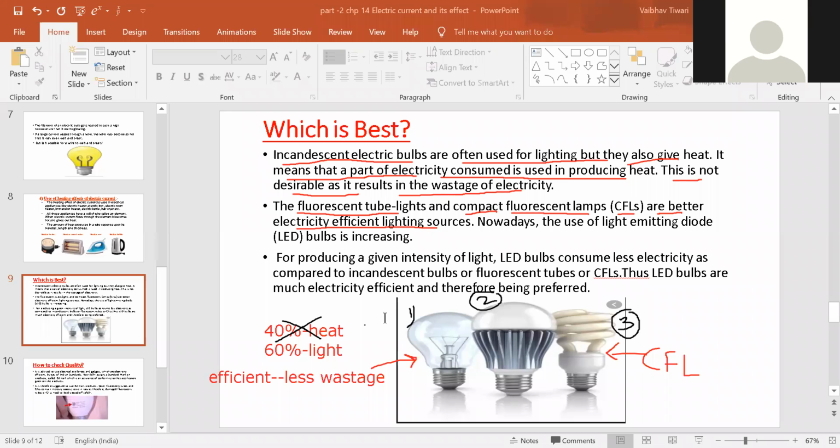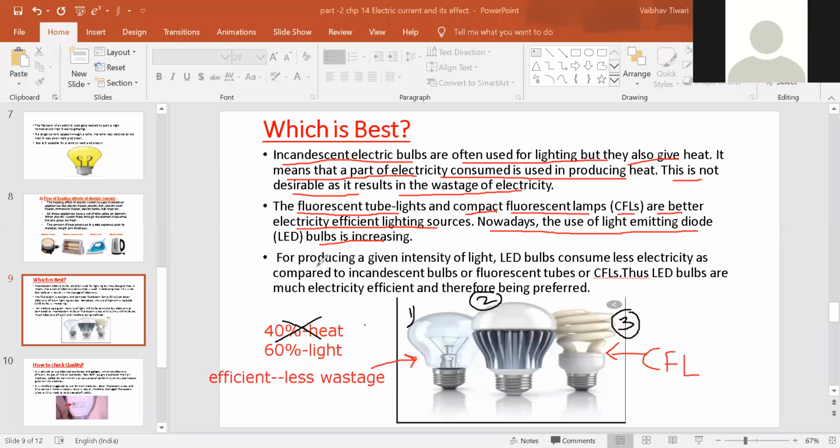Do we want electricity to be wasted? No, right? We don't want the electricity to be wasted. That is why it is written, this is not desirable. So here the CFLs are electricity efficient. So nowadays use of light emitting LED bulbs is increasing. It means we can say that CFL is better than incandescent bulb, but LED is even better than CFL.